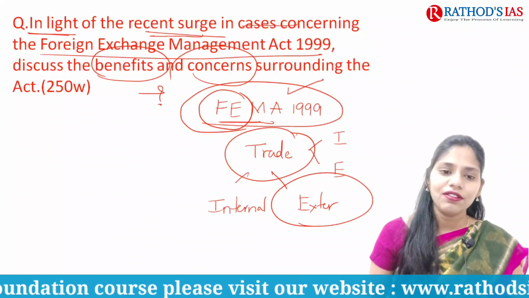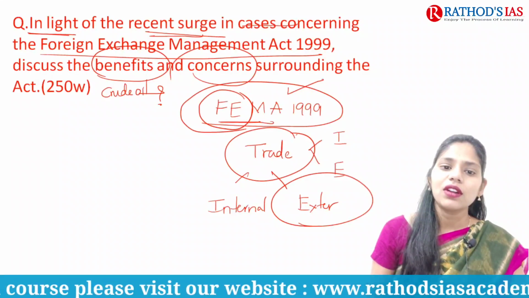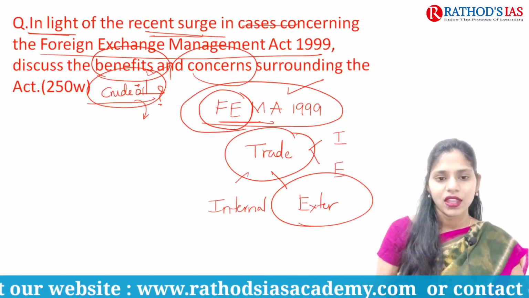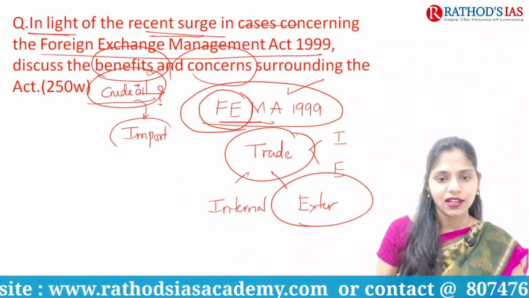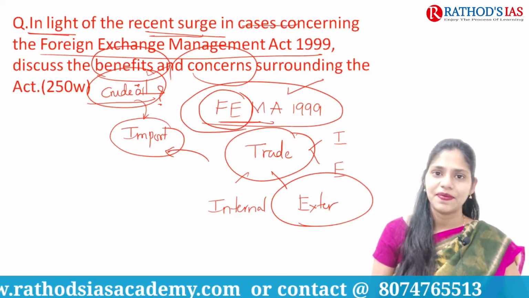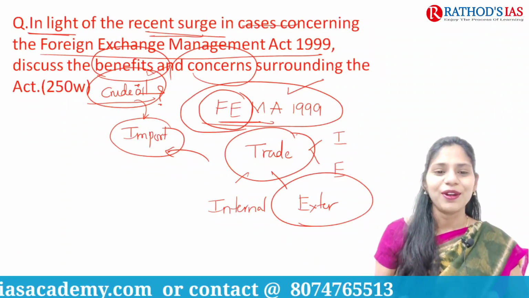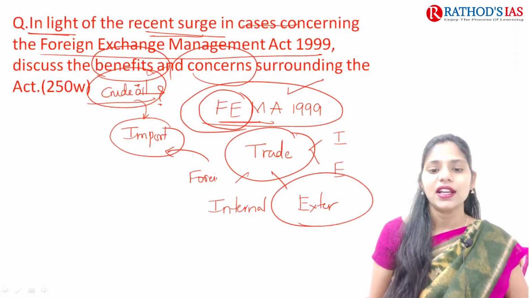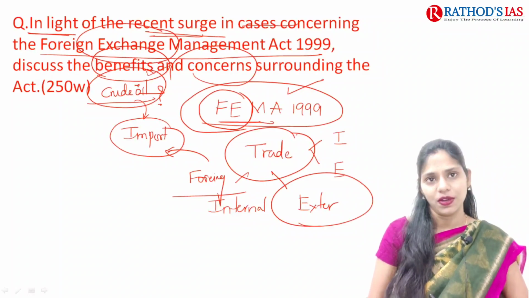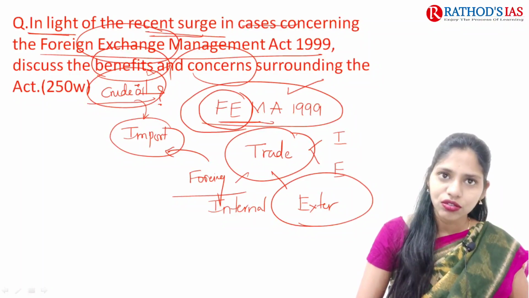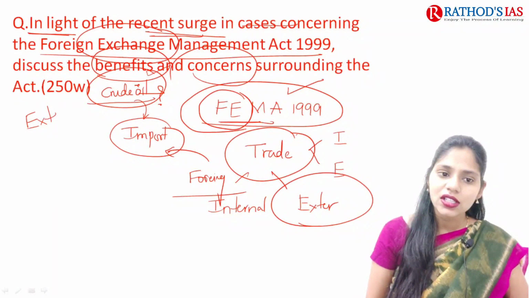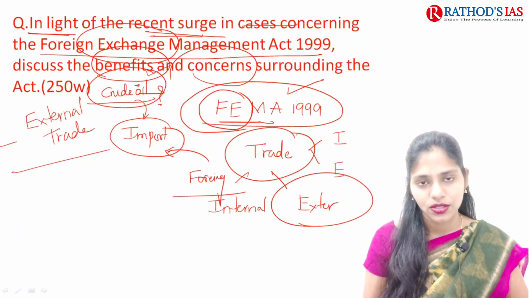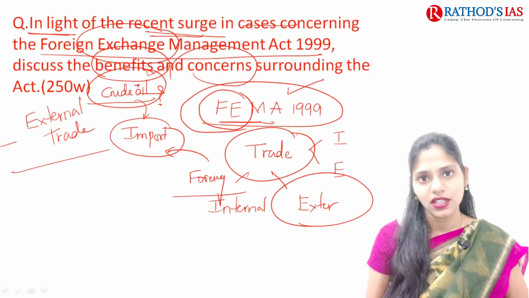For example, take crude oil. Whatever crude oil reserves are present, they are not enough for India, so we import crude oil. Whenever we import crude oil from other countries, in return we have to pay money, right? They will not give us crude oil free of cost. We have to pay in foreign currency, and because of this foreign exchange comes into the picture. FEMA focuses on external trade and the maintenance of foreign exchange reserves in India.